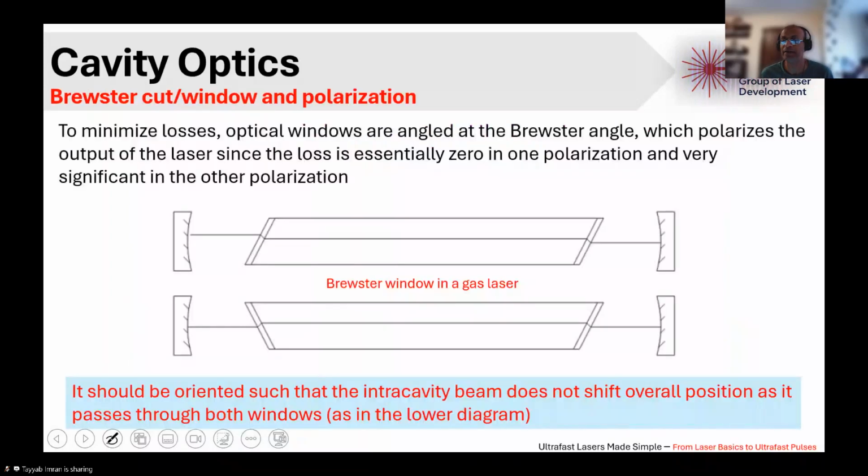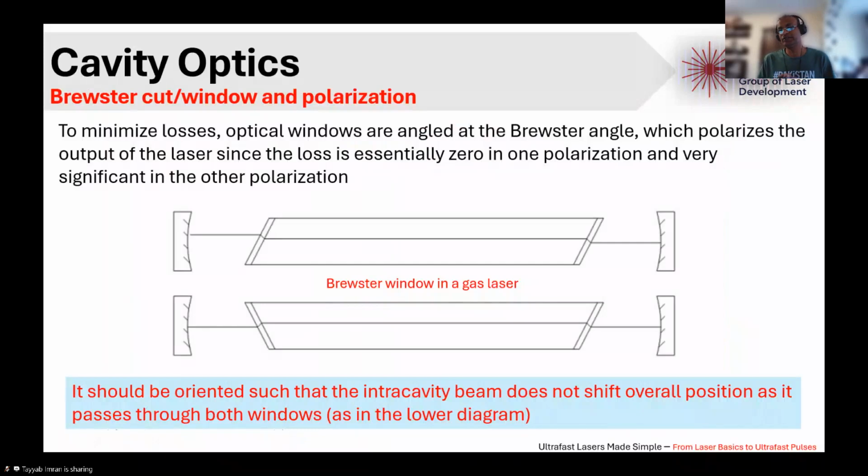Okay, so here the real cavity optics are starting. Okay, so the cavity optics: what optics are used to build a cavity?